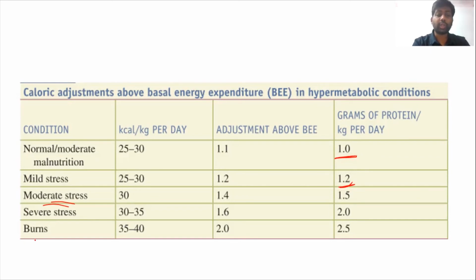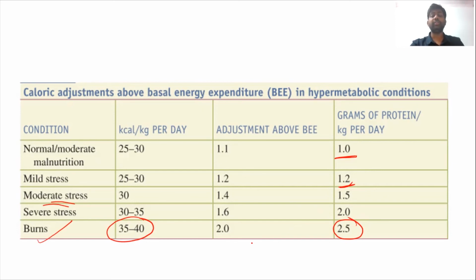What is the calorie requirement per day in a patient with burns? What is the total protein requirement in a patient with burns? It is 2.5 gram per kg per day. So it's very, very important. Now, this energy requirement is increased in case of stress.